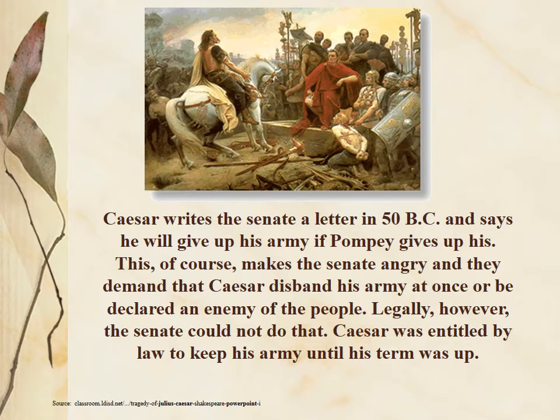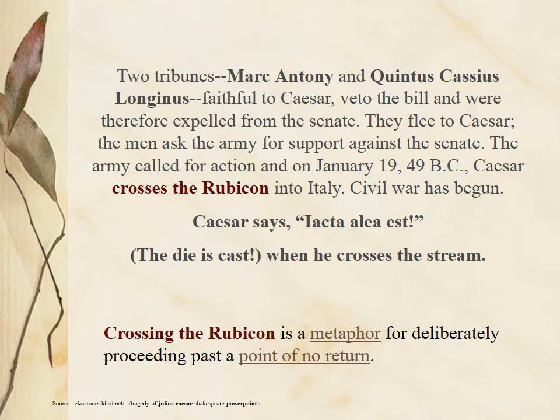So, 2 tribunes, who at this time were Mark Antony and Cassius, both were faithful to Caesar, decide to veto the bill and were therefore expelled from the Senate. They flee to Caesar, and the men ask the army for support against the Senate. The army called for action, and on January 19, 49 BC, Caesar crosses the Rubicon into Italy, and civil war has begun. So, crossing the Rubicon is now a metaphor for deliberately proceeding past a point of no return.